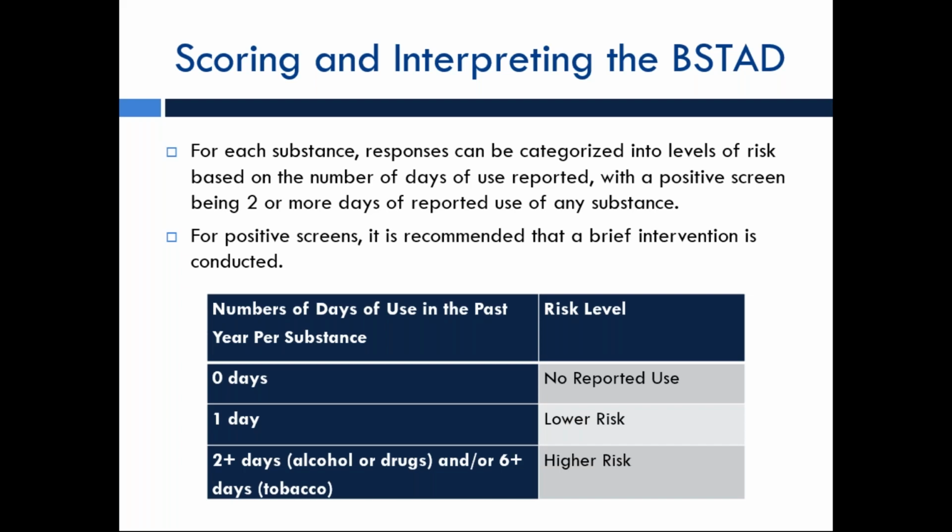You can see that they provide different risk levels based on whether there's any use or not. I think it's pretty straightforward that brief intervention would be recommended if you have a score pattern that puts the teenager in the higher risk level. At the lower risk end of things, you perhaps could think about a brief conversation, particularly if that one day of use was a very hard, dangerous drug.